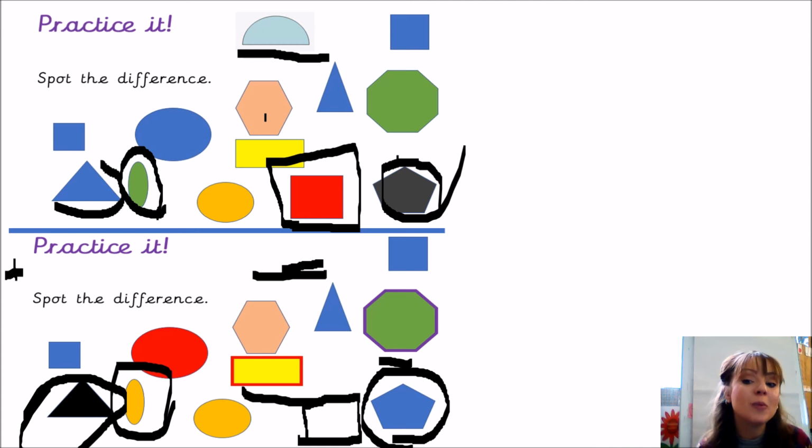Well done if you spotted all the mistakes, or just some of them, because it can be difficult to focus on the picture and really pick out the differences. I hope you use that mathematical language as well to describe the differences to your adult. And I'm sorry about Miss Lily's squiggly lines. I'm trying to write with the mouse and it's a bit tricky.